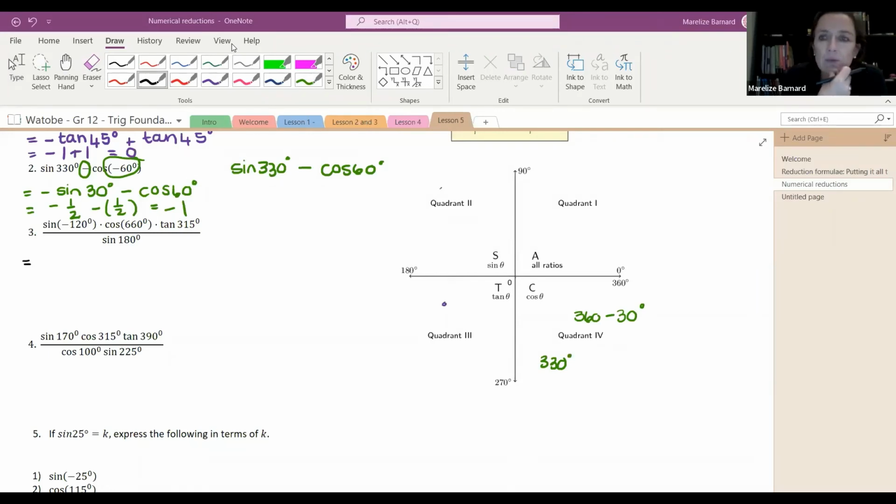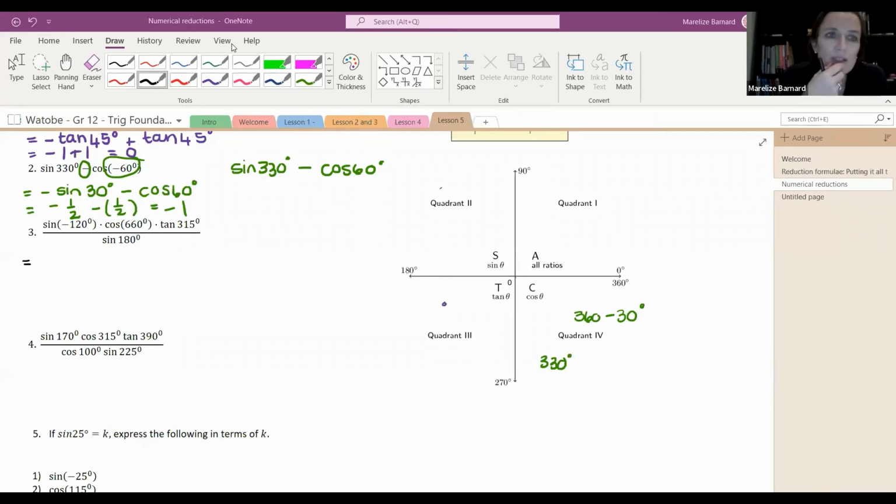Okay, remember, with an angle greater than 360, like cos 660, you say, what did you add? That is 360 plus. So first do that step.